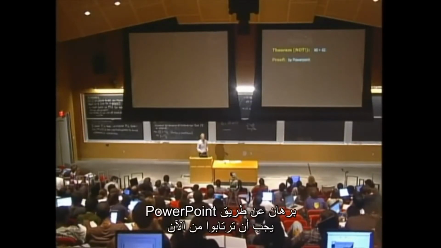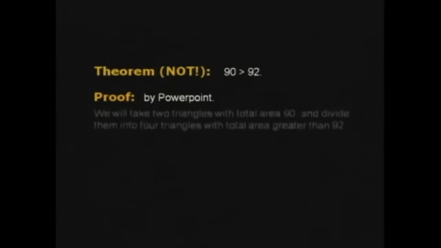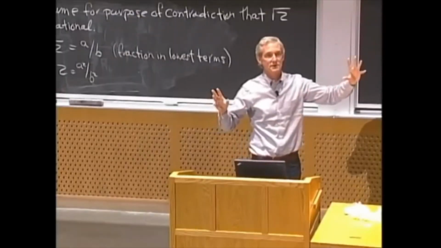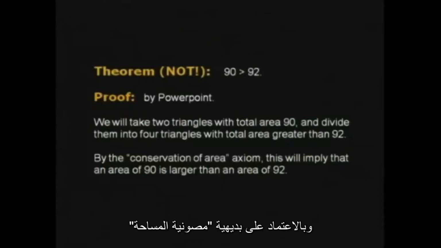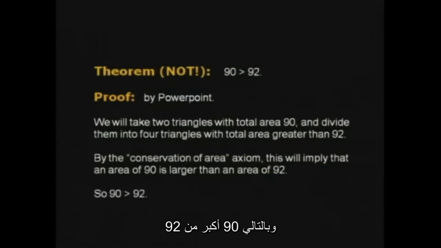All right, the proof by PowerPoint. Right away, you should be suspicious. I'm going to take 2 triangles with total area 90 and put them together and then divide them up into 4 triangles with area greater than 92. And by the conservation of area axiom, which you want to be maybe thinking about, this will imply an area of 90 is larger than an area of 92, and therefore that 90 is bigger than 92.